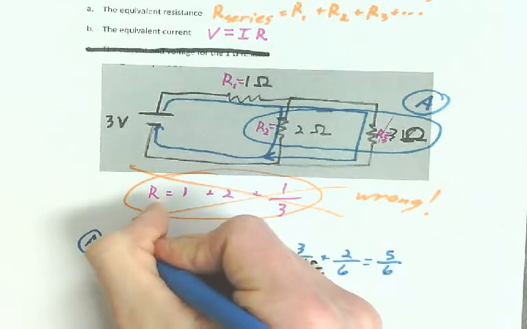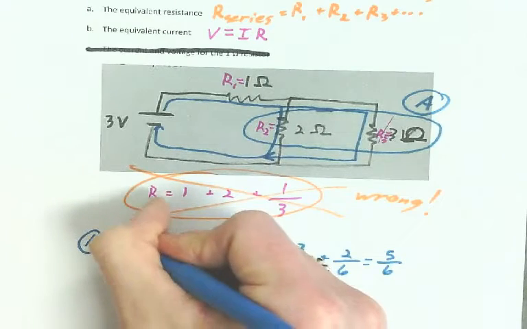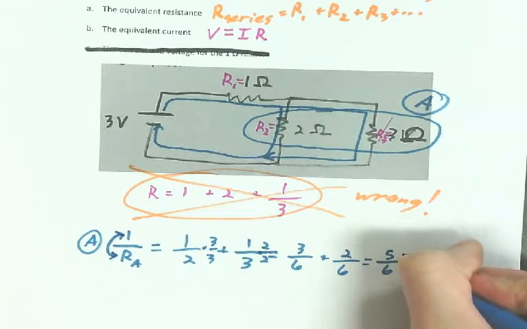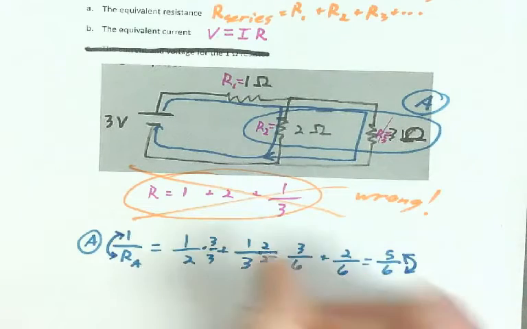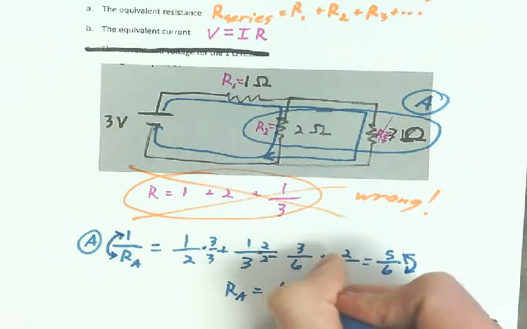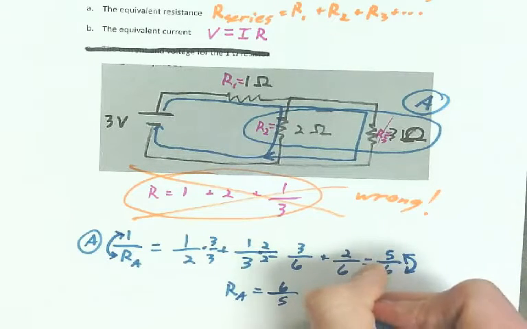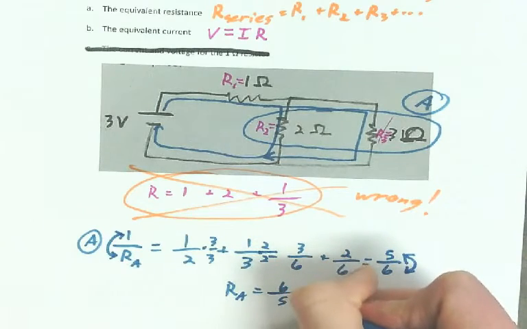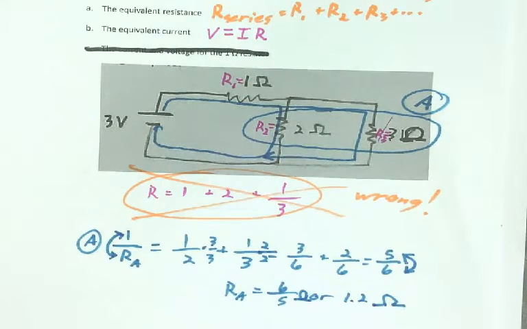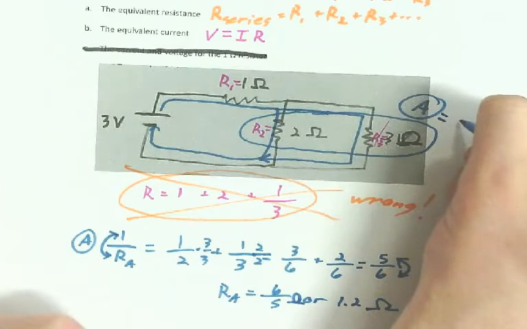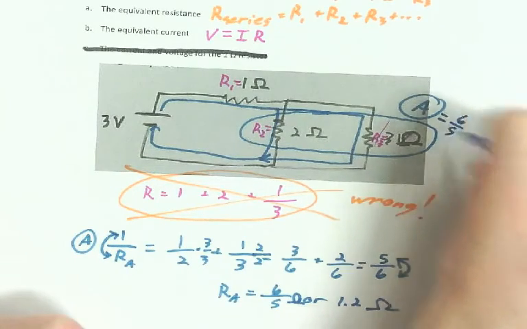But I don't want 1 over RA. I want just RA. So RA equals 6/5 or 1.2. These are ohms for resistances. So up here in my drawing, I'm going to write A equals 6 over 5.